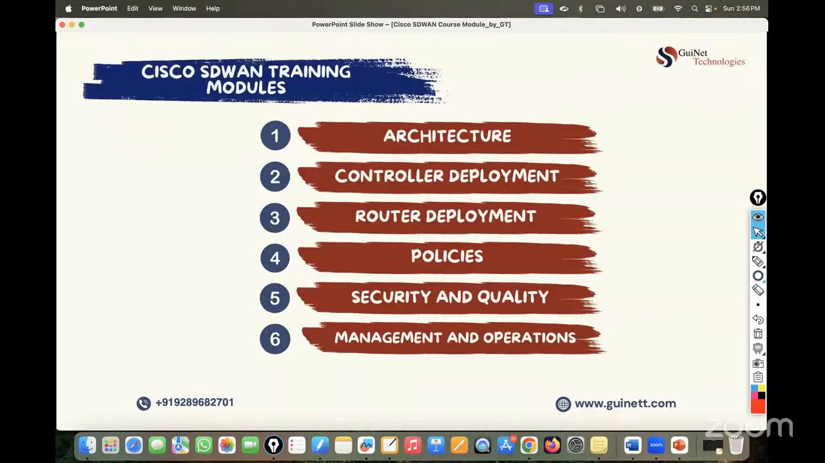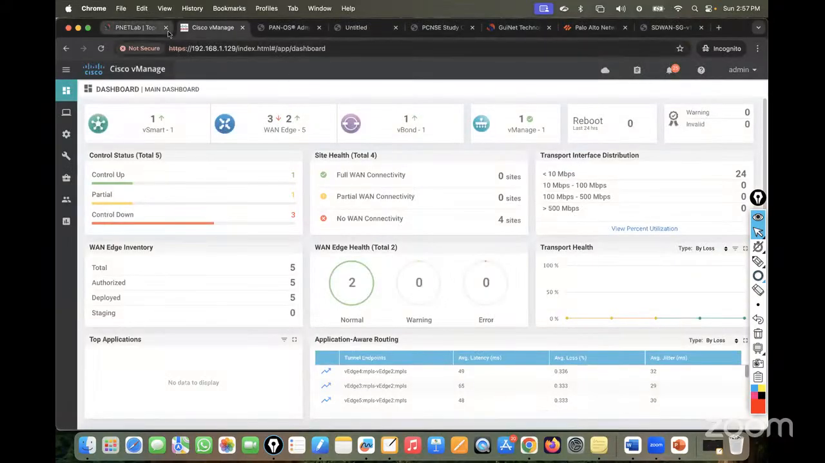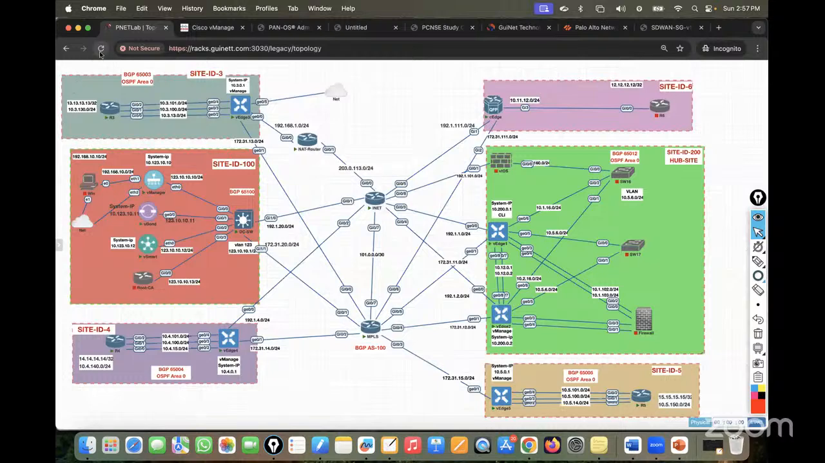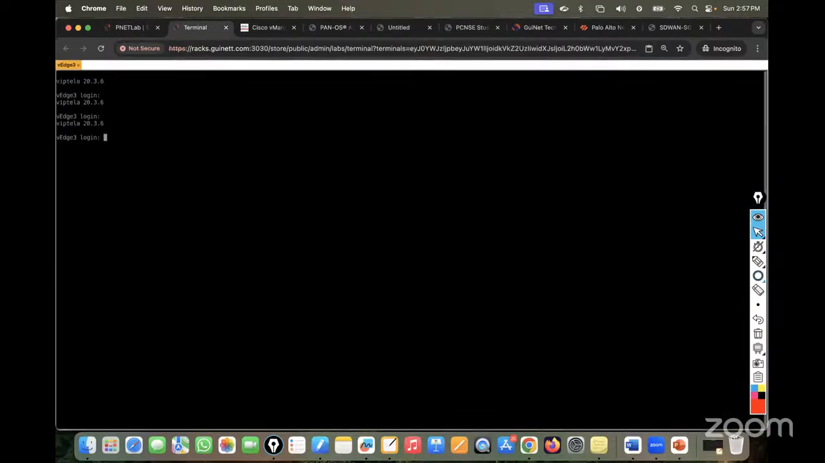So we have to understand the architecture of the SD-WAN. We have to understand how to deploy the controller. We have to understand how to deploy the policies. We have to understand how to deploy security and quality of service. We have to understand management and reporting. Most important is when we do the labs. This time, in the last batch, I did the POC for the new code. So the labs are going to be upgraded for you all on this version.